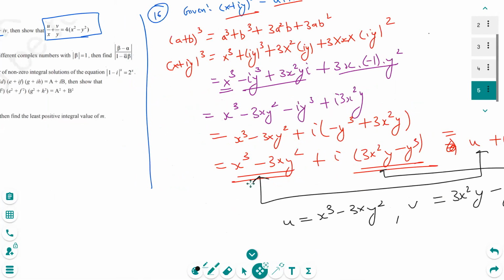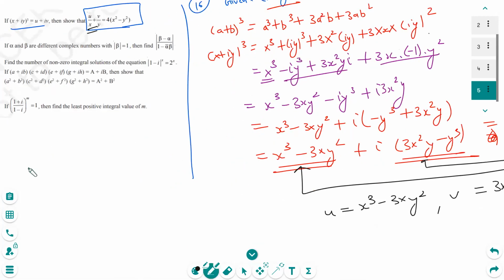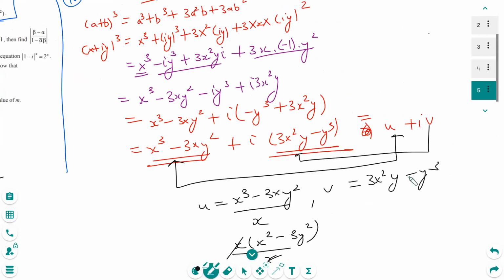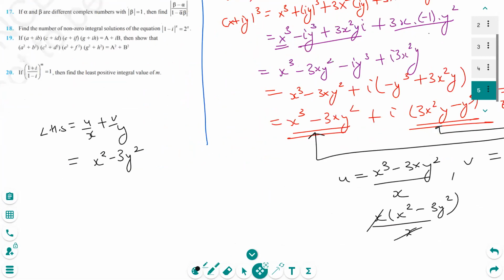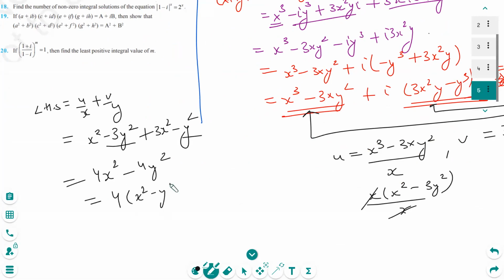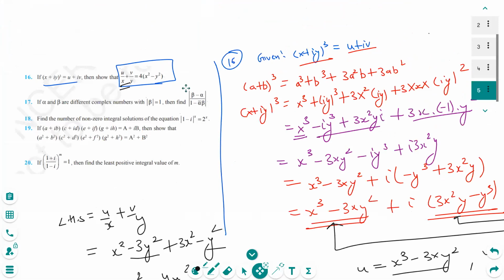Now I will just take the LHS and RHS. We have to show this. So LHS is u by x plus v by y. If I divide u by x, x will come out common and cancel out, so I will get x square minus 3y square, isn't it? In a similar fashion, if I divide this by y, the y will go from it, so it becomes 3x square minus y square. So it's actually 4x square minus 4y square. You can take 4 common, and that is your RHS. If you observe the question, this is my RHS, right? And we are done with it.